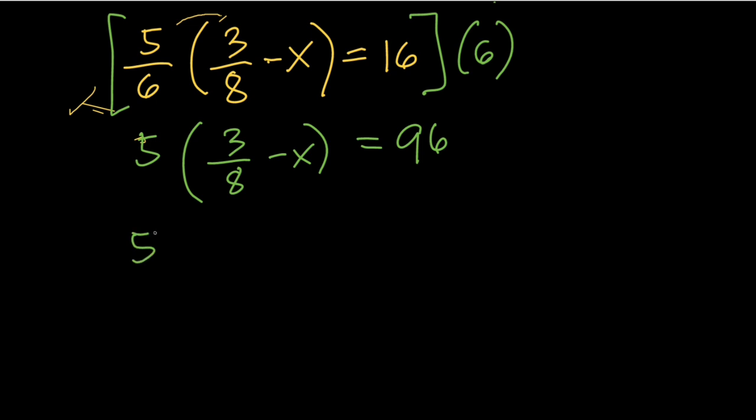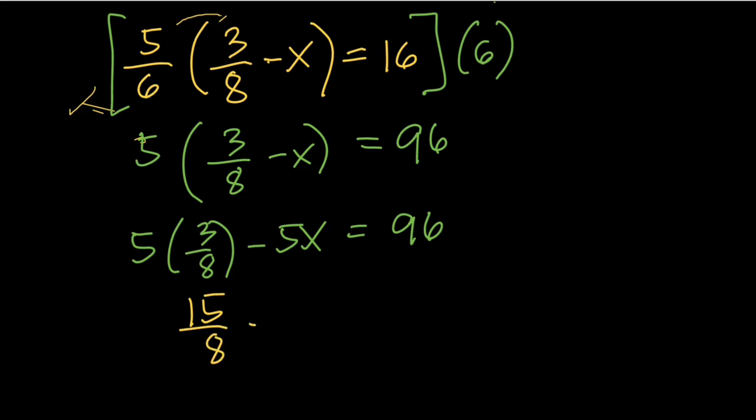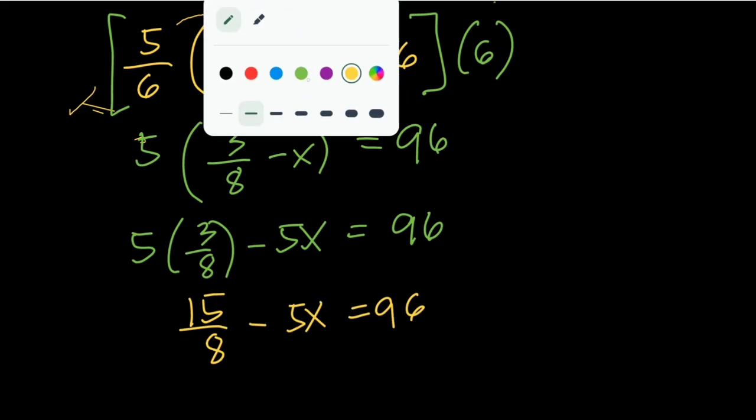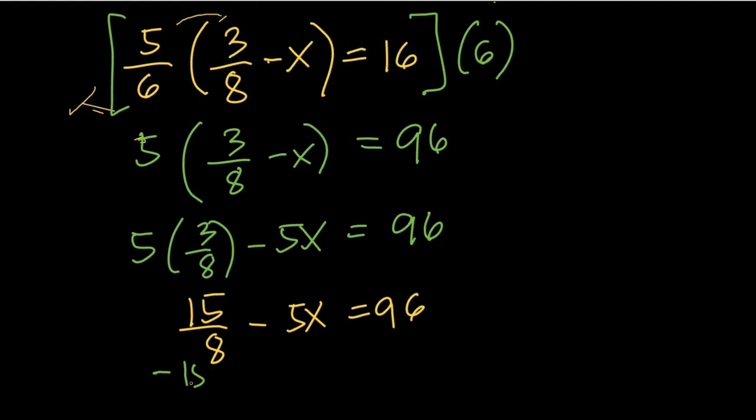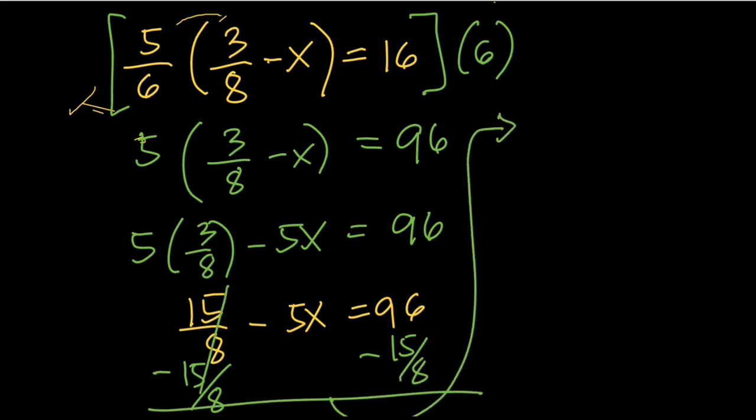Okay, so this would become 5 times 3 over 8 minus 5x equals 96. It will be just the same story. So this would become 15 over 8 minus 5x equals 96. So we subtract 15 over 8 from both sides. Yeah, so this cancels out. So our equation would become negative 5x equals 96 minus 15 over 8.